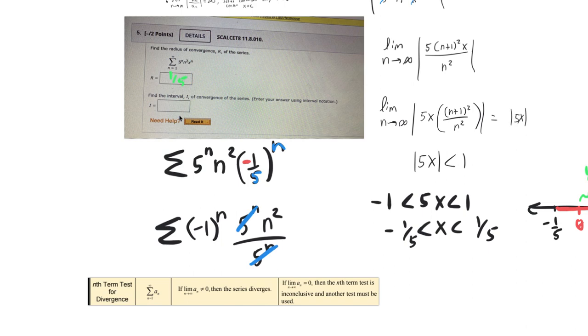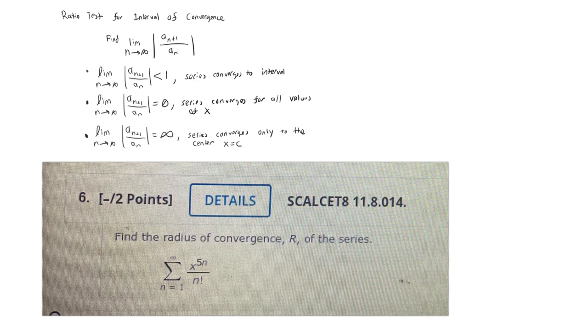Now, the bottom line is the limit of this whole expression, negative 1 to the n times n squared, the limit of that expression as n approaches infinity, that just would not be 0 ever, right? For any reason. So for that reason, due to the nth term test for divergence, we know that that diverges as well. So therefore, we know that the interval is going to be negative 1/5, positive 1/5 with parentheses.